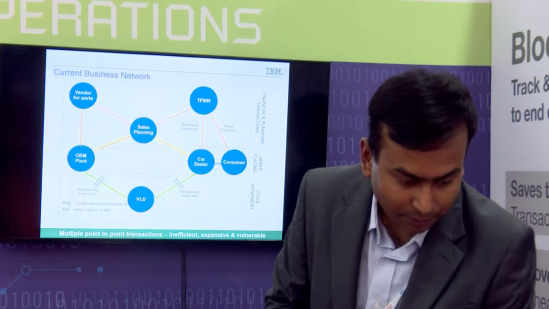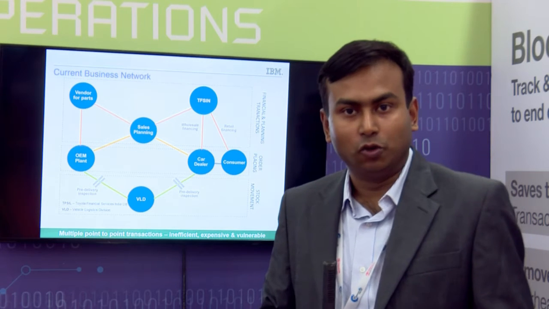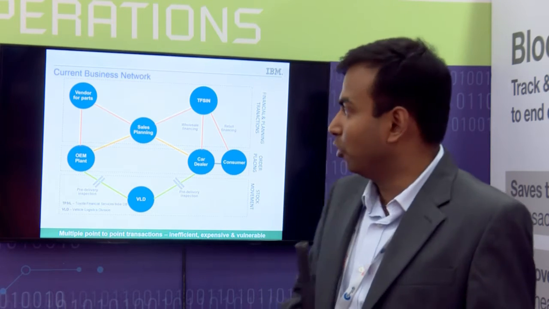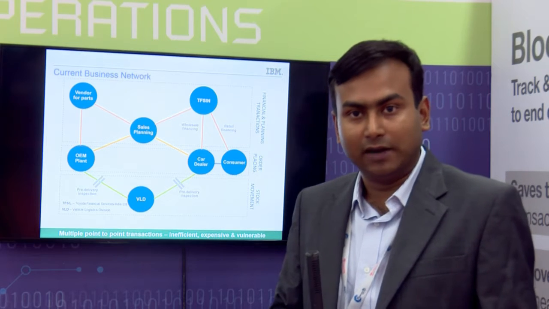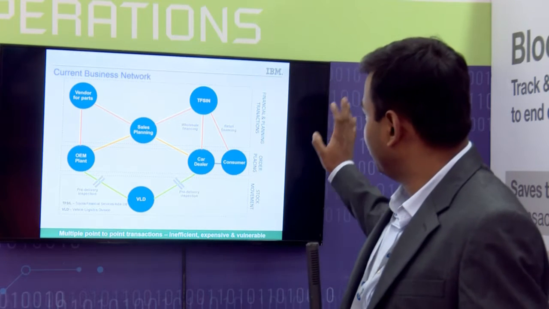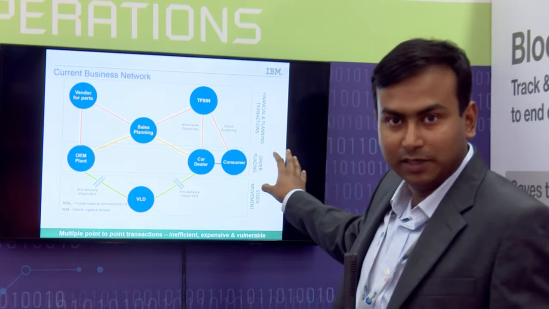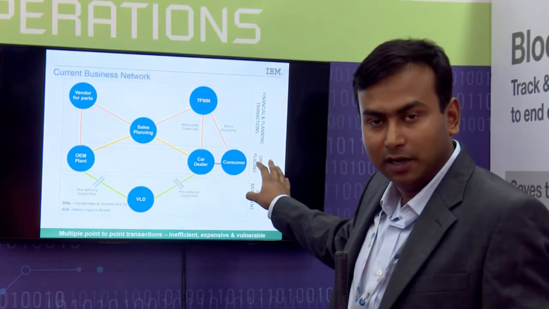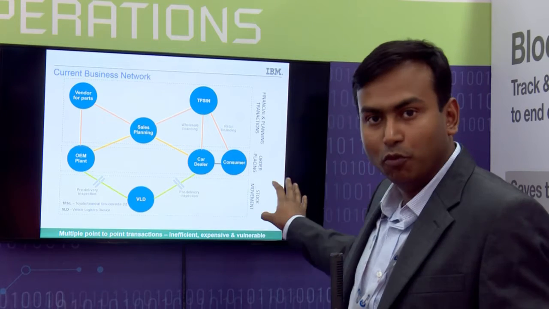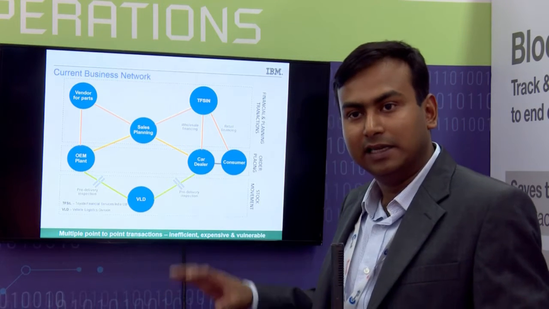So how it can bring value to Toyota. If you look at the current operating model and the business network that we have, it consists of the financial divisions of Toyota, the order placement and inventory management part of Toyota, and also the stock movement through the supplier and the dealer network.